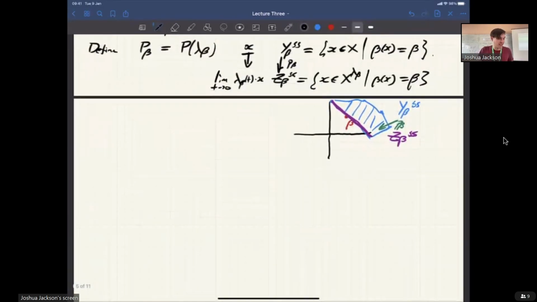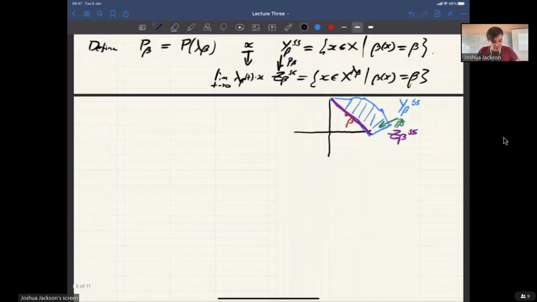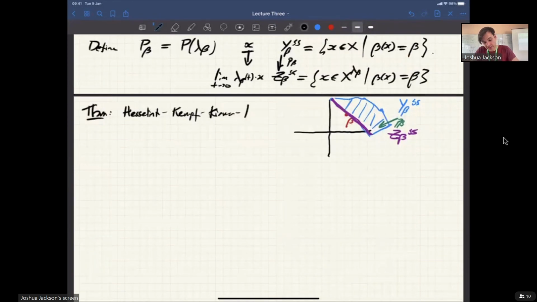Okay, right. So now I can tell you the theorem. So this theorem is saying that there is a way of measuring instability, and it kind of divides up points of X according to how unstable they are. So this is the Hesselink, Kempf, Kirwan, Ness stratification.